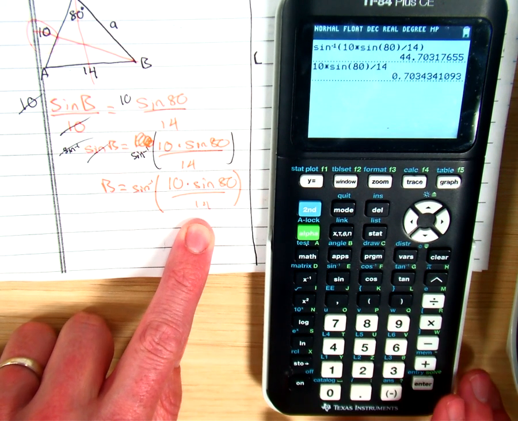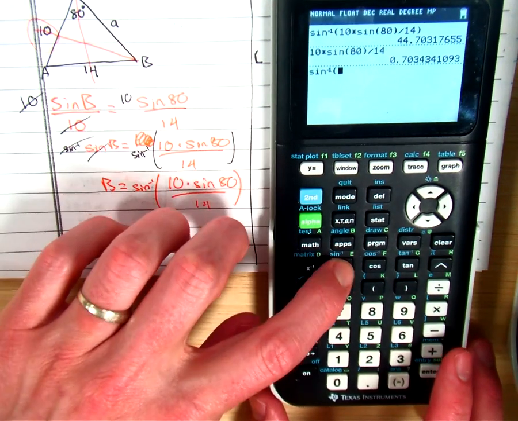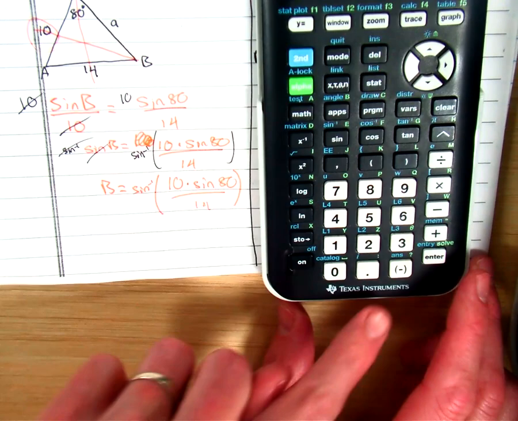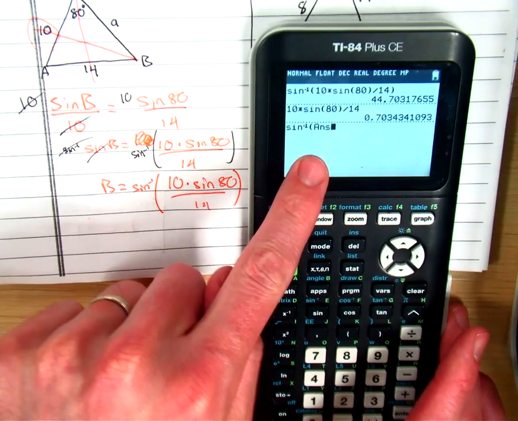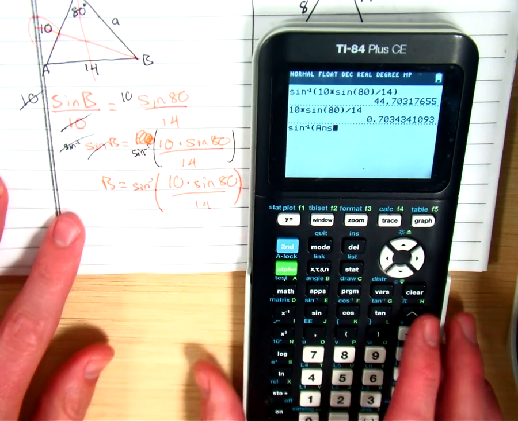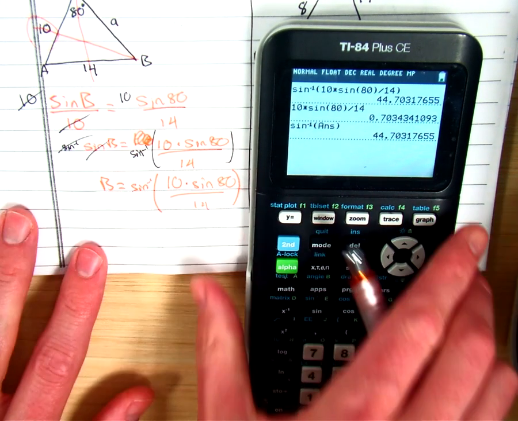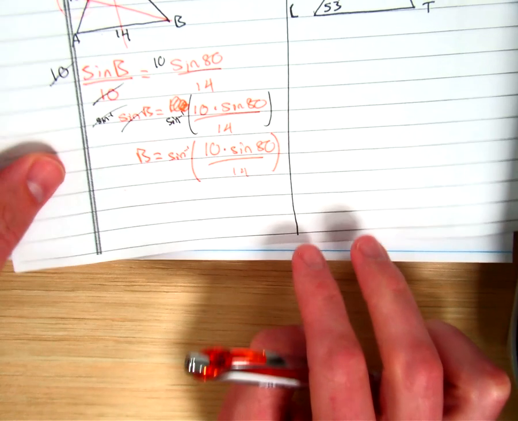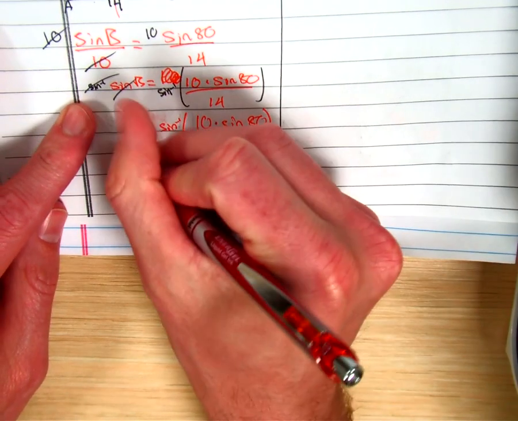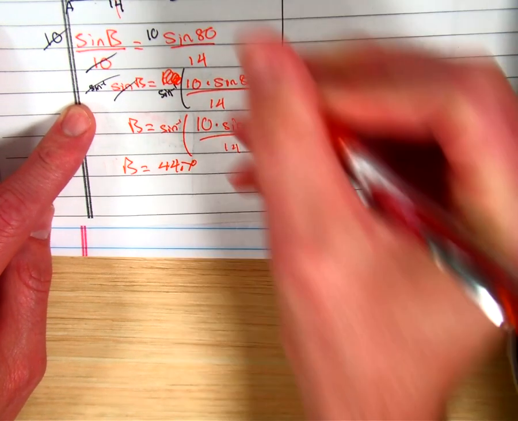And then do the sine inverse of that decimal. Second sine, second answer. That will take the previous answer and substitute it in there. 44.7 degrees. So the good news about the sine inverse stuff is that you only have to do it once per triangle. That's going to be 44.7 degrees.